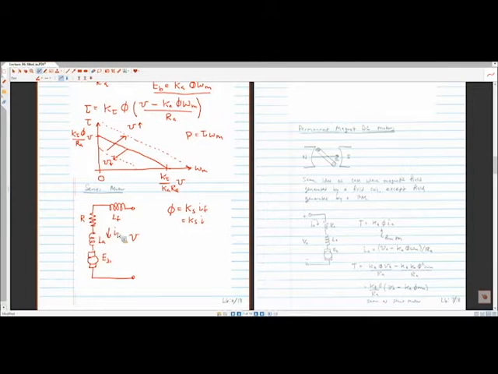Yes? Sorry, can you not add the inductors? You can, because it's a dynamic relationship. Yeah. All right.